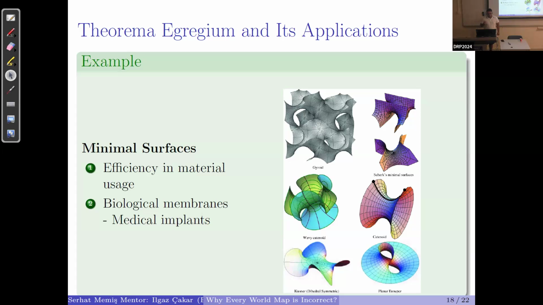And the second thing is that some biological structures are minimal surfaces, such as biological membranes. In order to understand biological membranes, we should know about minimal surfaces. And also, if you want to produce medical implants, again, we should use minimal surface properties. So it is useful to scientists and engineers.